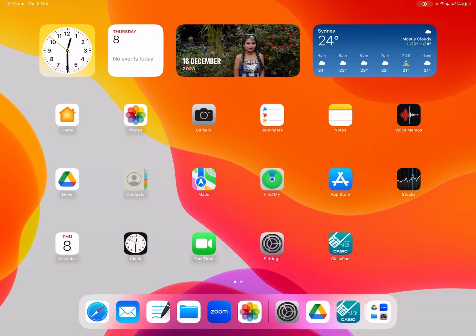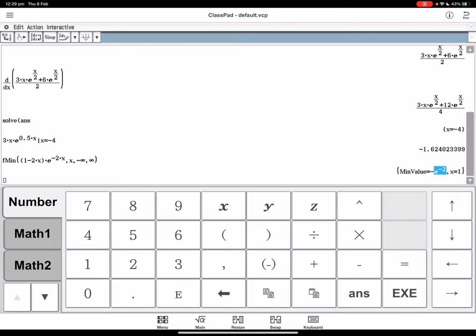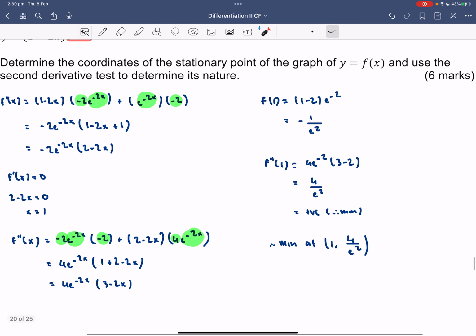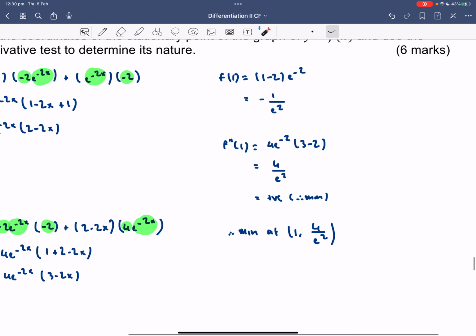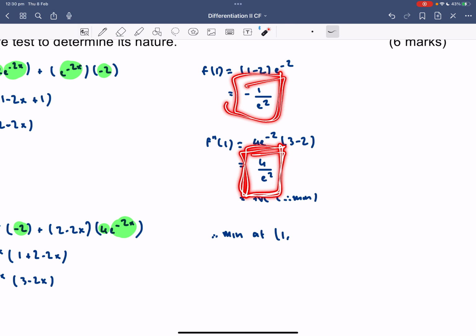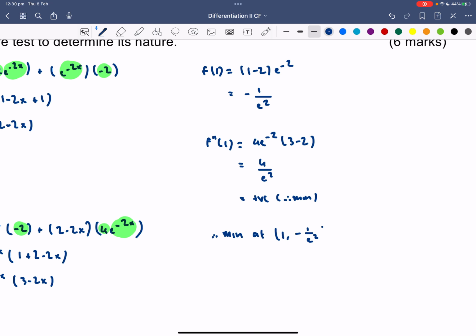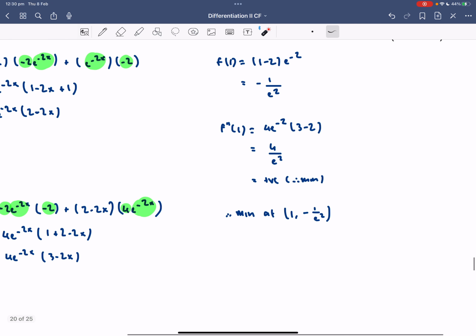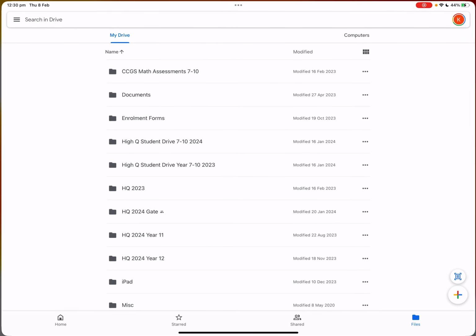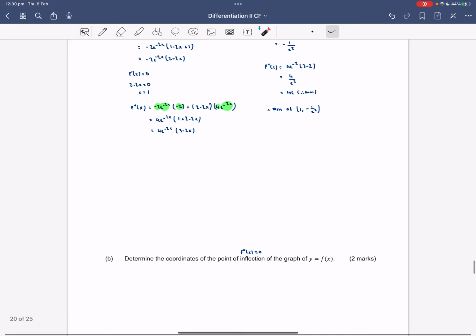1 take 2x, e to the minus 2x. Yep. I'm just being silly. Just be really careful. Be alert. All right. This is the double derivative. That's not the y value. The y value is right here, minus 1 on e squared. So I did everything right, but again, copied it out incorrectly. Okay. So, yes, there is a minimum at 1, minus 1 on e squared. That's what we got, 1 at minus 1 on e squared. Perfect. All right, next part.